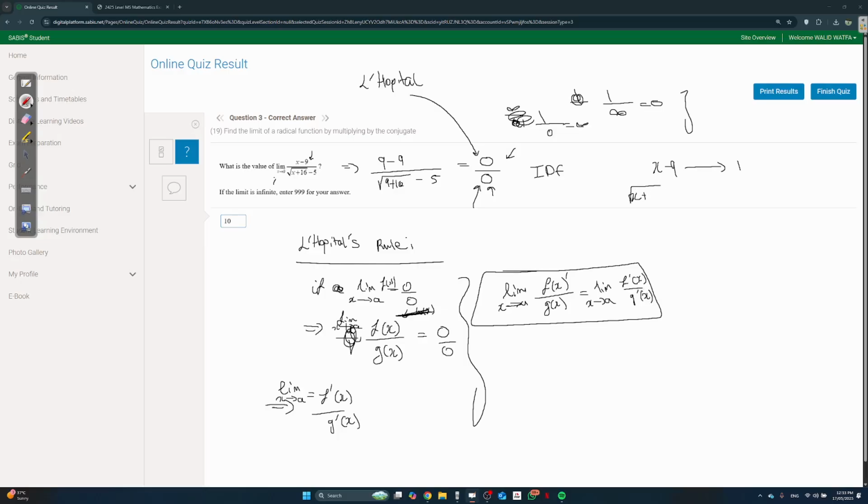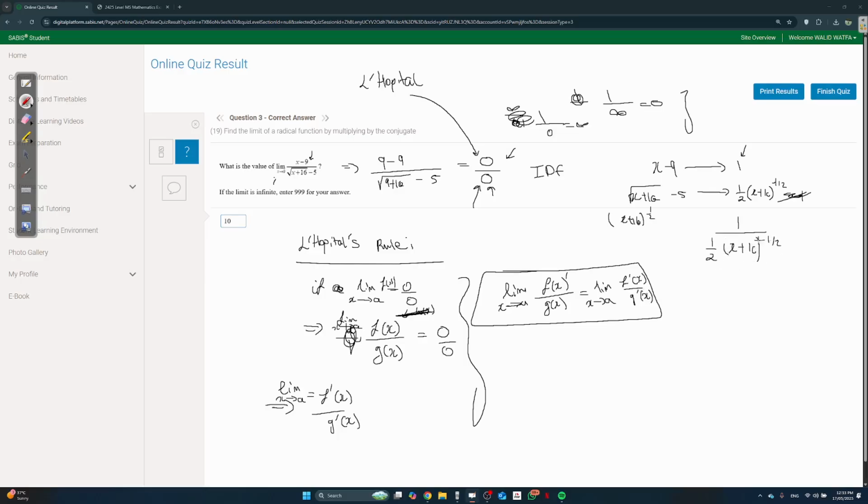Root x plus 16 minus 5, what's the derivative of it? Minus 5, its derivative is 0, we don't care. Root x plus 16 is the same as saying x plus 16 to the power of half, right? Derive it, take the 1 over 2 down, x plus 16, power becomes subtracted by 1, becomes negative 1 over 2, right? And don't forget to multiply by u prime, which in this case is just 1. Remember, you have to multiply by the derivative of the inside, which is just 1, which we don't care. So, the derivative of the numerator is 1. Derivative of the denominator is what? Half x plus 16 to the power of negative 1 over 2.